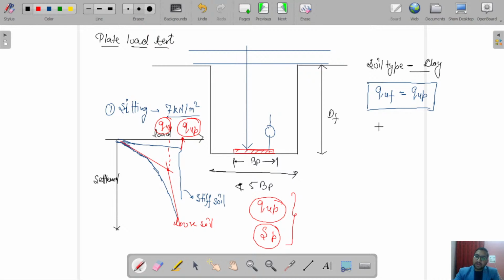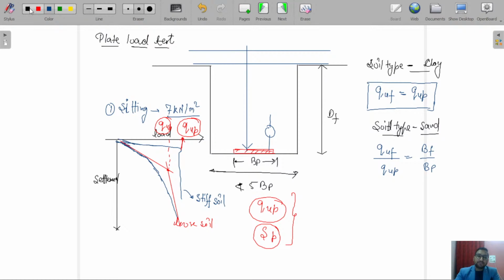Now if soil type is sand, cohesionless soil, in this case the ultimate bearing capacity is directly proportional to the size of plate. So QU of foundation by QU of plate will be equal to width of foundation by width of plate. Right? Now this is about the bearing capacity.